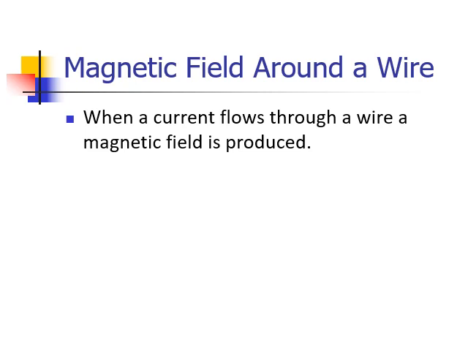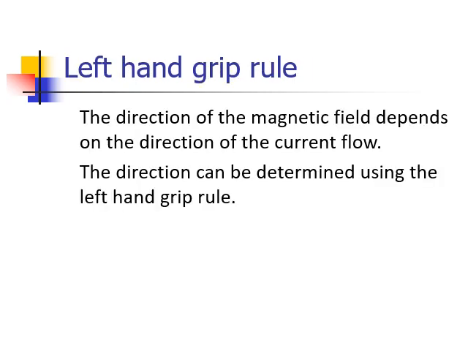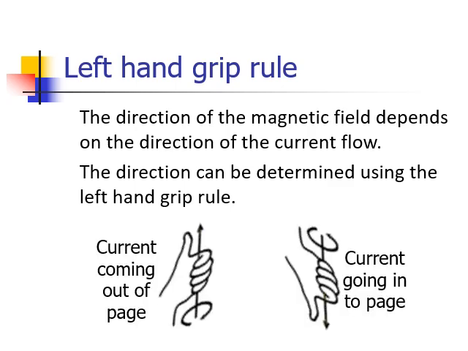So our knowledge of motors may tell us that when a current flows through a wire, we get a magnetic field produced. The direction of the magnetic field around that wire depends upon which way the current flow is. Magnetic fields, remember, have a north and a south. And we can look at that with something called the left-hand grip rule.